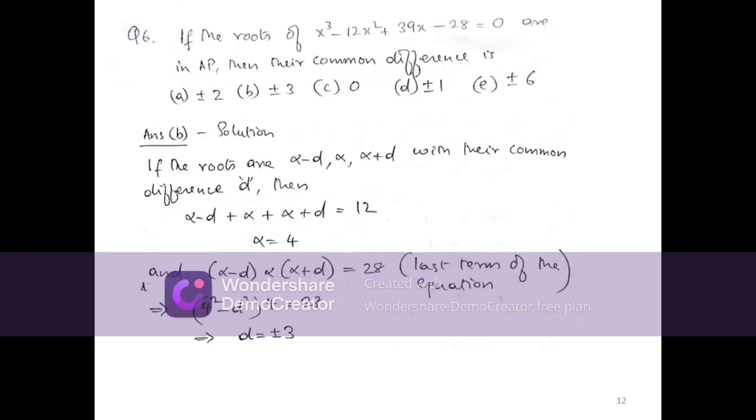If the roots of the polynomial x cube minus 12x square plus 39x minus 28 equal to 0 are in arithmetic progression, then their common difference is. The options are A plus or minus 2, B plus or minus 3, C 0, D plus or minus 1, E plus or minus 6.